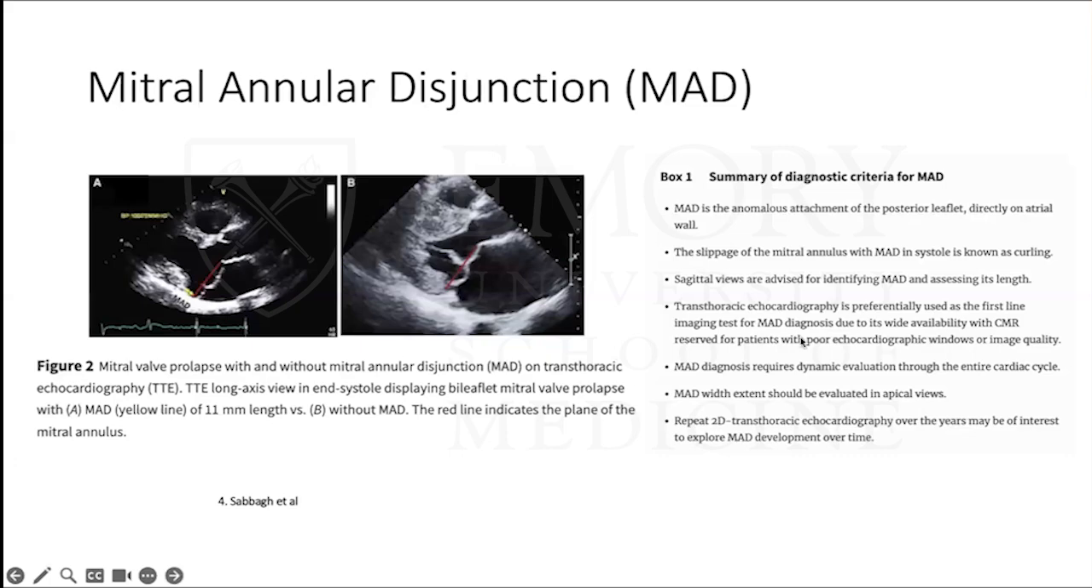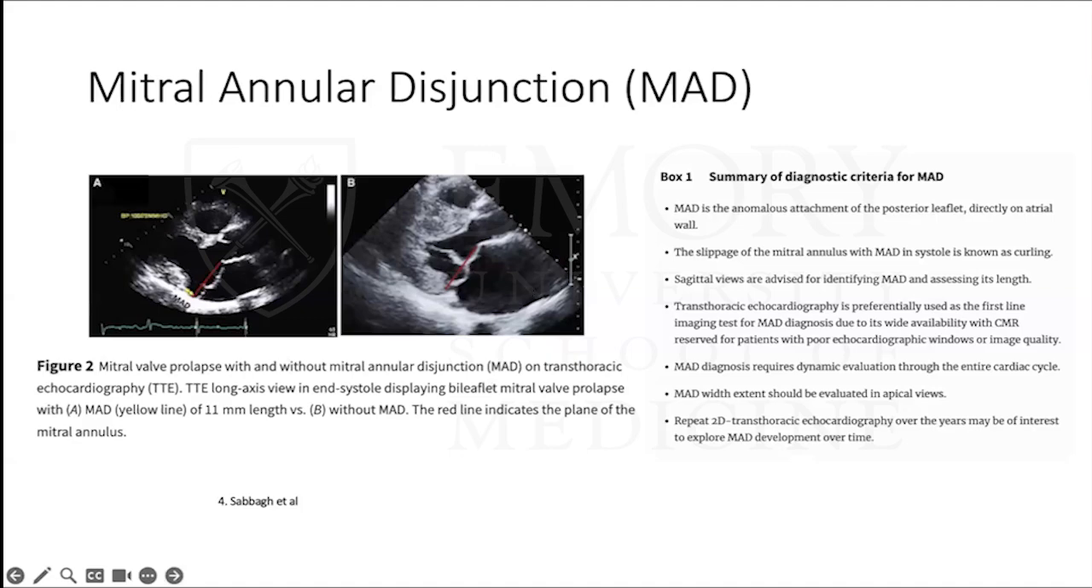I like this box summary. This is from a review by Saba et al. that went through the diagnostic criteria and the epidemiology of mitral annular disjunction. So transthoracic echocardiogram is first line, which makes sense, and then second, cardiac MR is really the gold standard of diagnosis. One thing that's important is we need a dynamic evaluation through the entire cardiac cycle. So even if you saw this on a still-frame echo, that would not be enough to diagnose this. And then repeating echoes over the years may be interesting to explore the development.